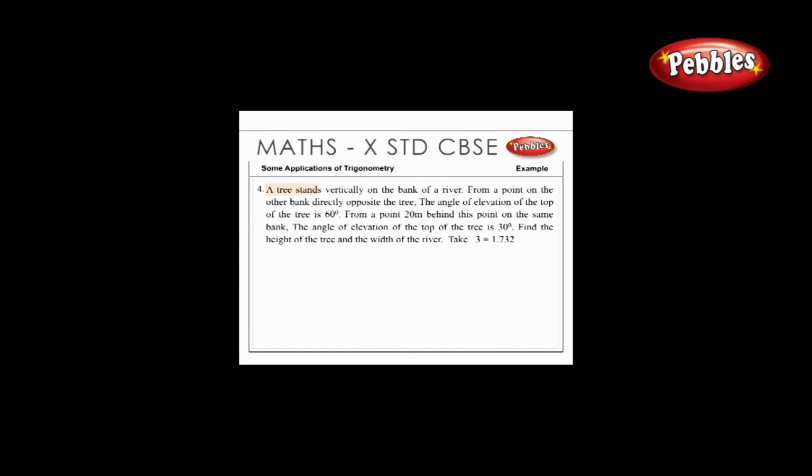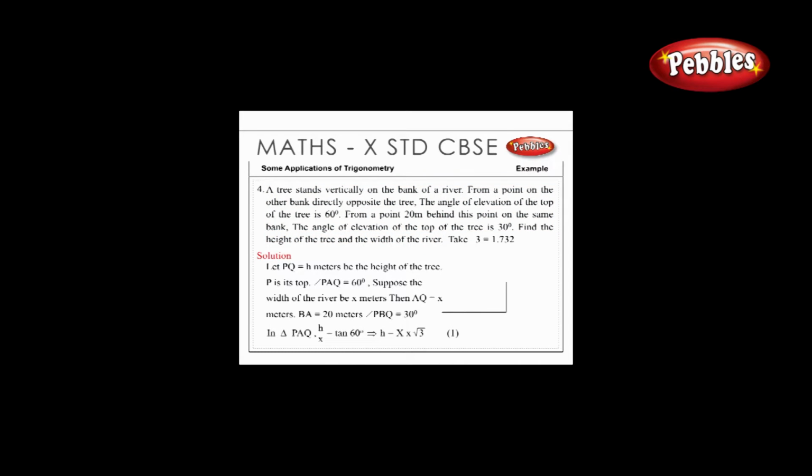A tree stands vertically on the bank of a river. From a point on the other bank, directly opposite the tree, the angle of elevation of the top of the tree is 60 degree. From a point 20 meter behind this point on the same bank, the angle of elevation of the top of the tree is 30 degree. Find the height of the tree and width of the river.